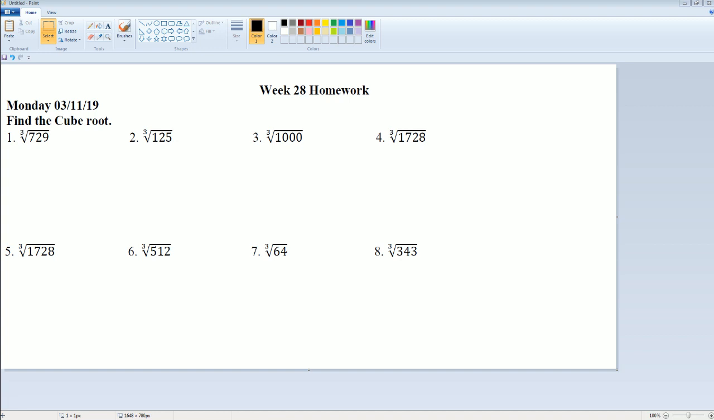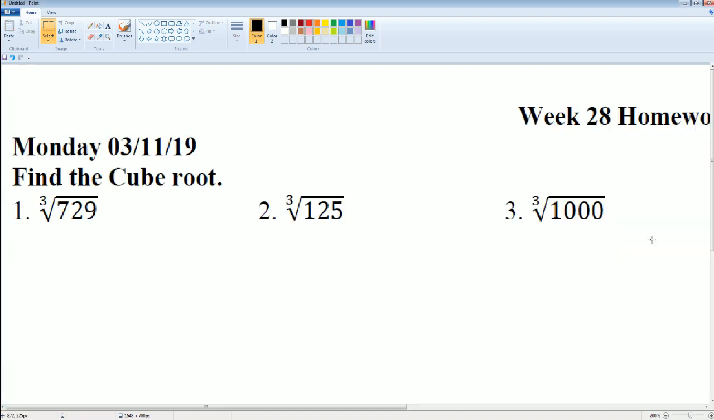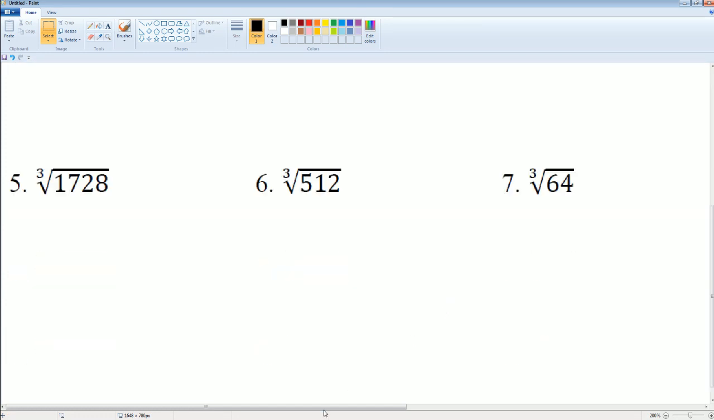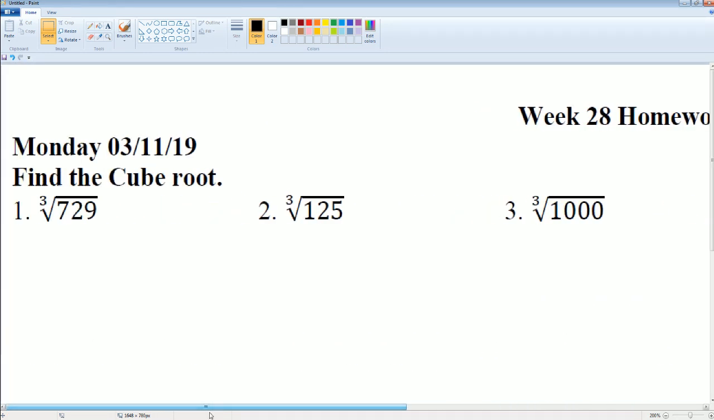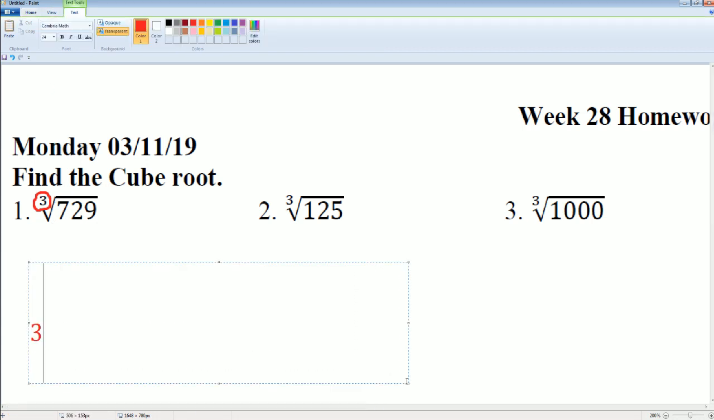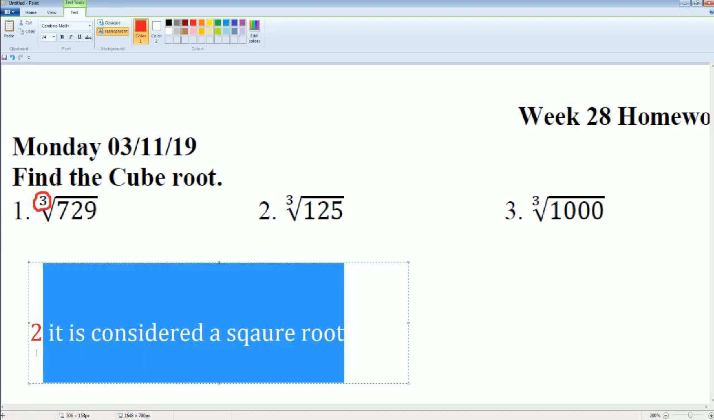Here, this asks us to find the cube root of all these problems. We have 1, 2, 3, 4, 5, 6, 7, 8. All these are asking for the cube root. How do you know it's a cube root? Because it has this symbol next to it. Normally, we call it a square root because this is a 2. But if it's a 3, it's a cube root. So please understand that. When it is a 3 right there, it is considered a cube root. When it is a 2, it's considered a square root, because it makes those shapes.